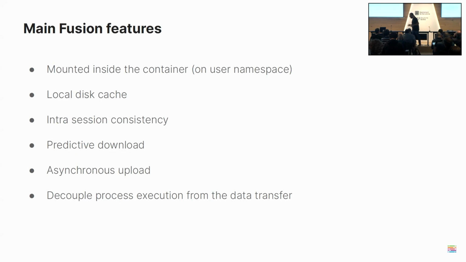This is very important. Why? Because this gives us a lot of very interesting things that we can do. Because we are running tied to Nextflow, and Nextflow knows which are the input files of that process, we can do some kind of predictive download. So in advance, before the process needs those files, we can start downloading in the background the first chunks of that file, so they will be ready locally for when the process needs them.